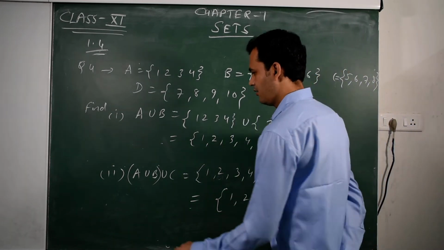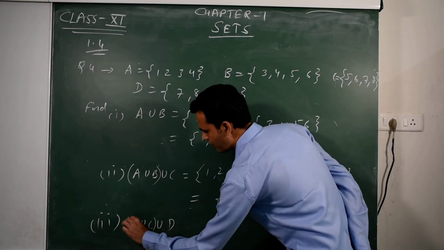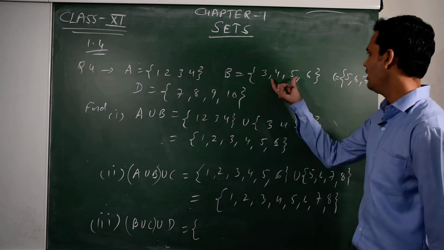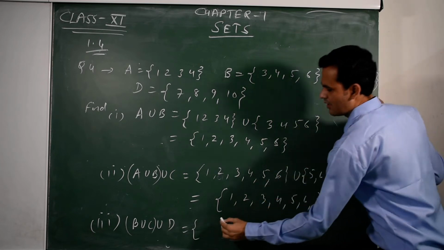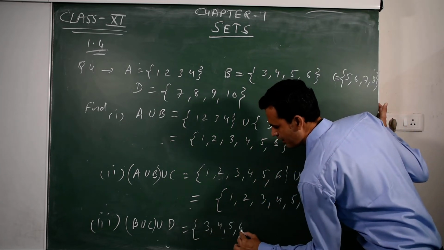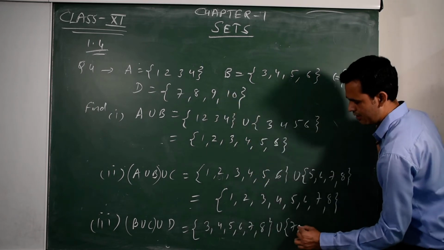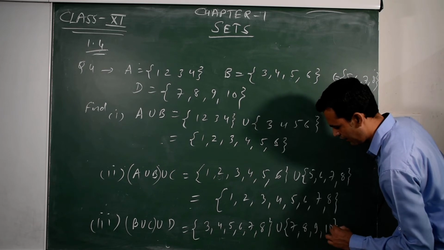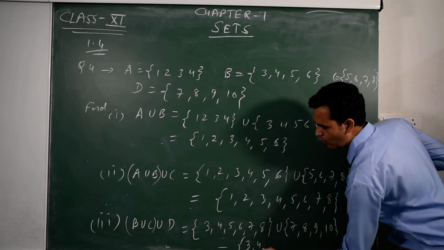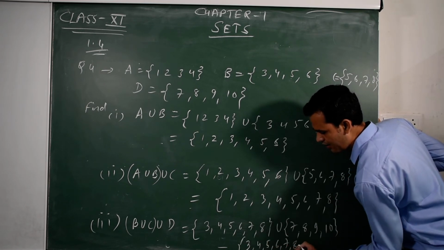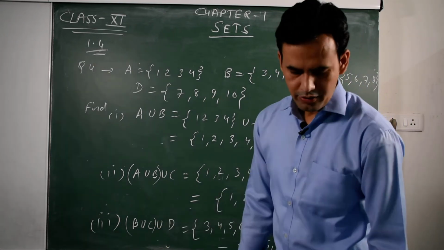Similarly, third, B union C union D. So first we find B union C. B is the set 3, 4, 5, 6 and C is 5, 6, 7, 8. So B union C is the set 3, 4, 5, 6, 7 and 8. Union D, the set of elements 7, 8, 9 and 10. So B union C union D is the set 3, 4, 5, 6, 7, 8, 9 and 10. This is called B union C union D.